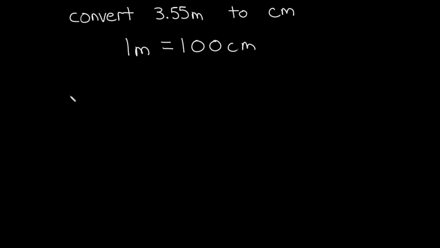So what we start by doing is we start by putting 3.55 meters over here, and we multiply it by what is called a conversion factor. A conversion factor is basically just this right here that we've written down. So basically all that we do is we put 1 meter on the bottom, and we put the 100 centimeters on the top, and we write it like a fraction.